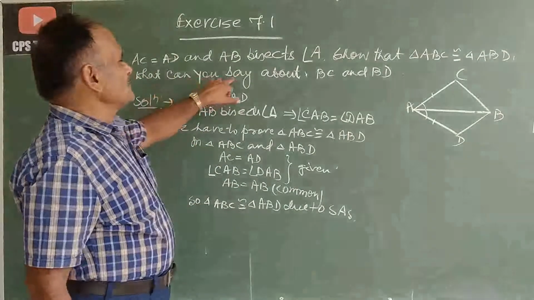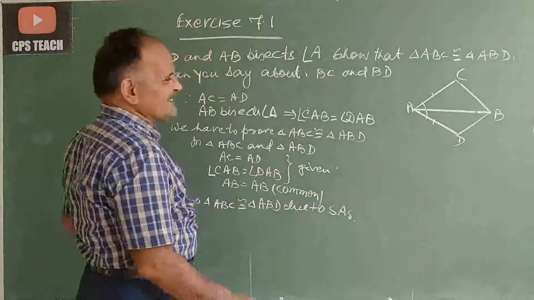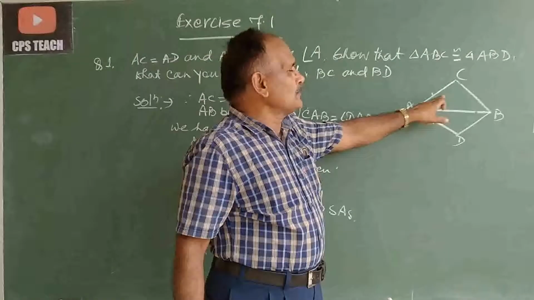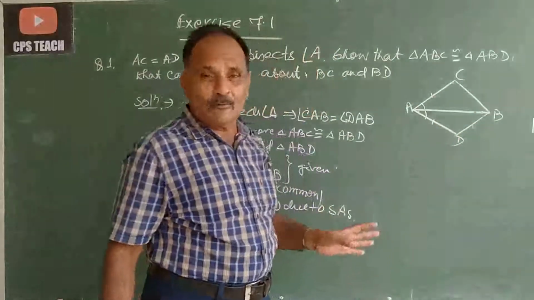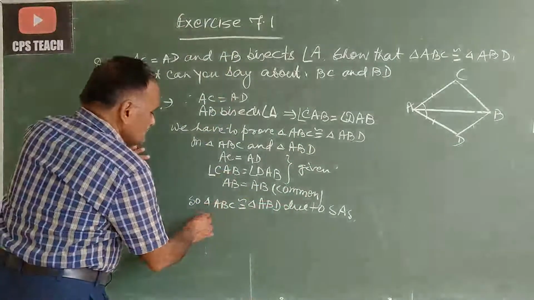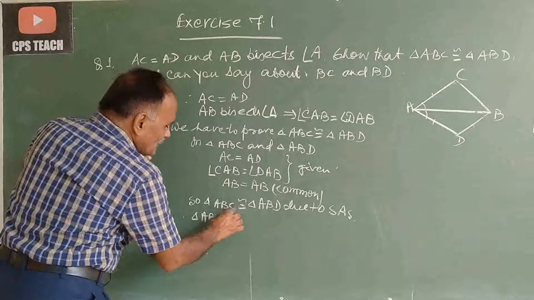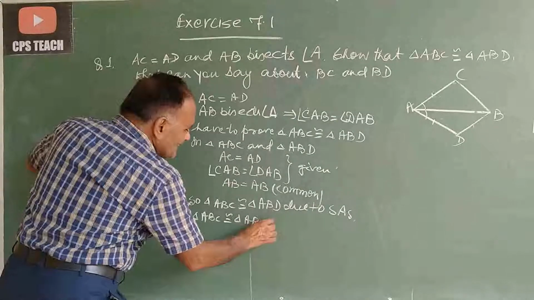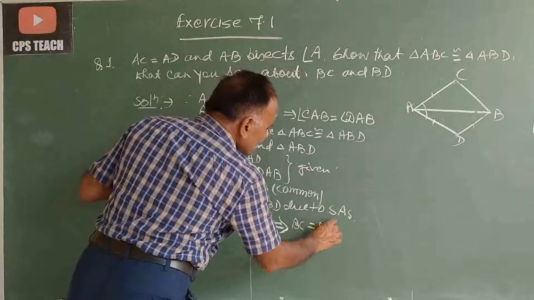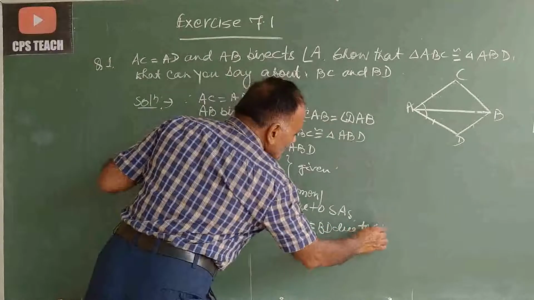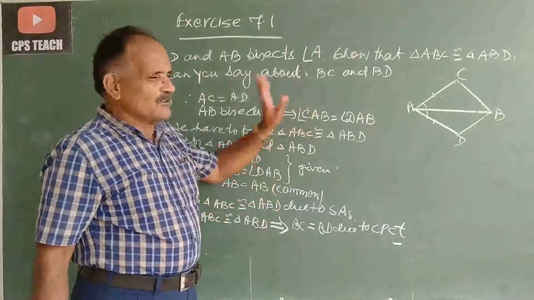And what can you say about BC and BD? तो जब हम इन दोनों त्रिभुजों को कॉन्ग्रुएंट सिद्ध कर लिए, तो ये दोनों के दोनों लाइन सेगमेंट एक दूसरे के इक्वल होंगे ड्यू टू CPCT. चूंकि triangle ABC congruent to triangle ABD, this implies BC बराबर BD, ये हुआ due to CPCT. Proved. This is the accurate solution of this question number 1.